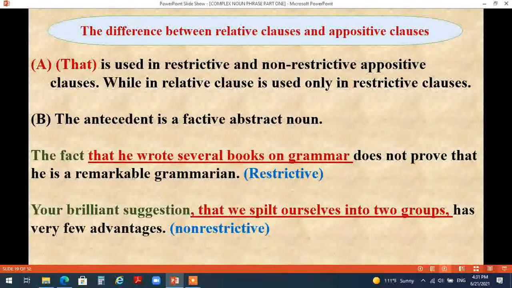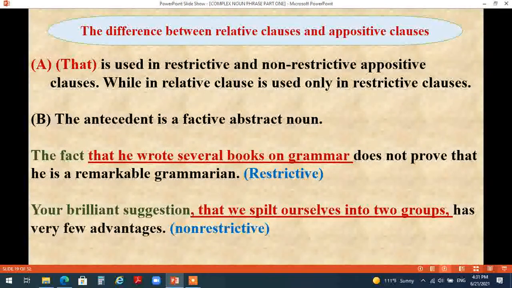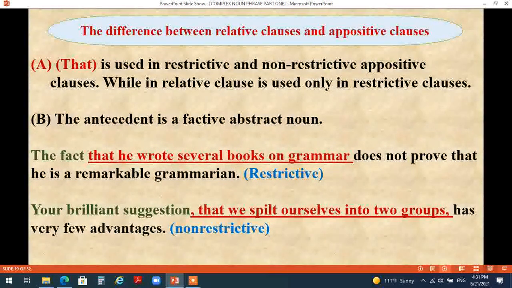For example, the fact that he wrote several books on grammar doesn't prove that he is a remarkable grammarian. This is an example of a restrictive appositive clause لأنه تلاحظون ما استخدمنا الفوارز. أما المثال الثاني, your brilliant suggestion, that we split ourselves into two groups, has very few advantages. Here, as you can see, we have a non-restrictive appositive clause والدليل على ذلك هو وجود الفوارز.